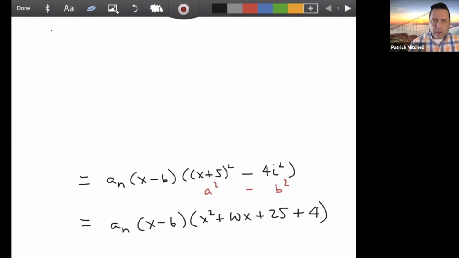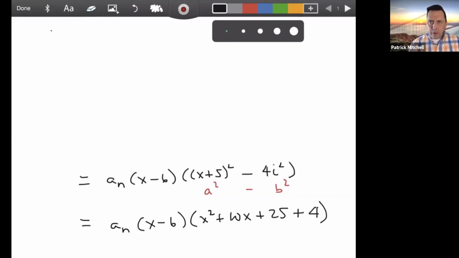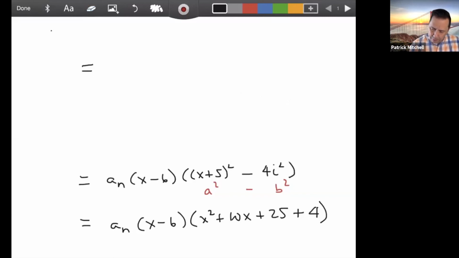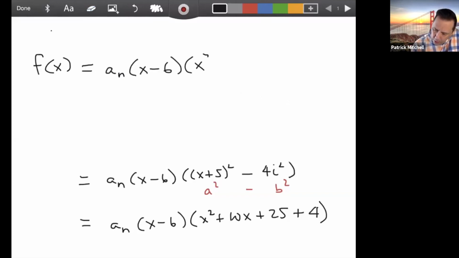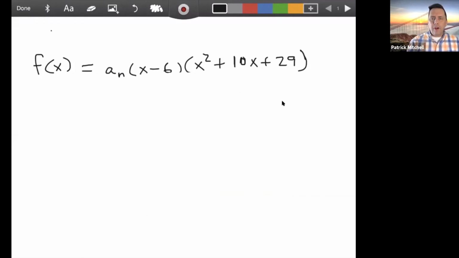All right. It's a little bit like writing on a real whiteboard. Sometimes I have to erase the beginning of the problem to write the end of the problem. Okay, so we have a sub n. You know what, let me put an f of x here. f of x equals a sub n times (x minus 6) times (x squared plus 10x plus 29).